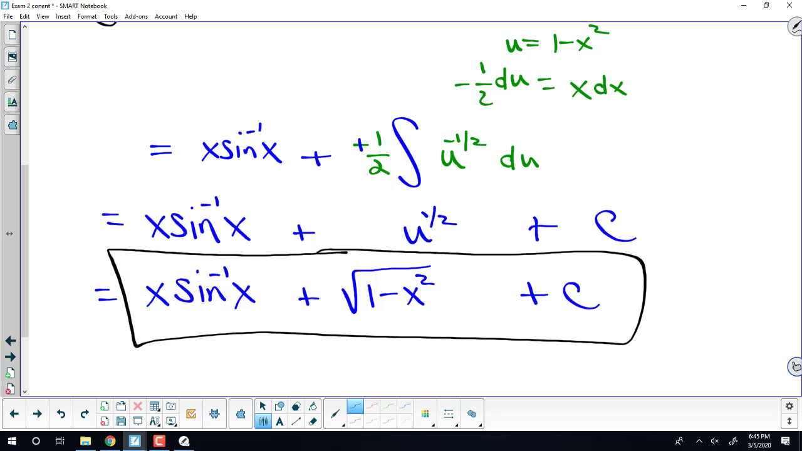Yeah, so most of the ones on the test do say find the antiderivative or evaluate by using partial fractions or whatever method. There might be one or two where no method is specified, but most of them are specified.